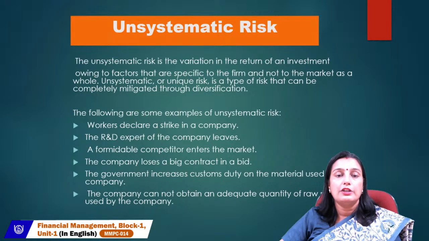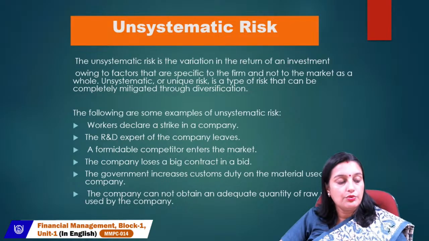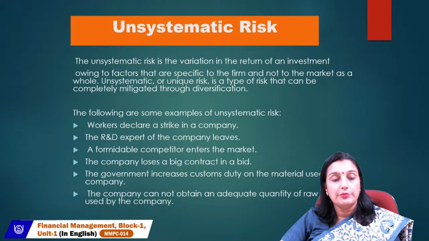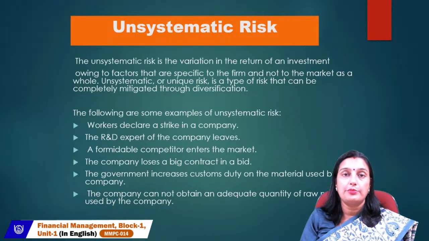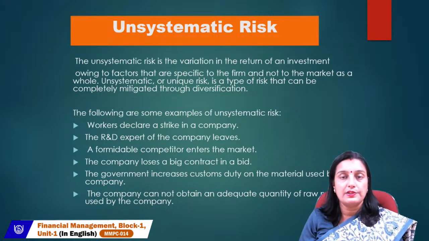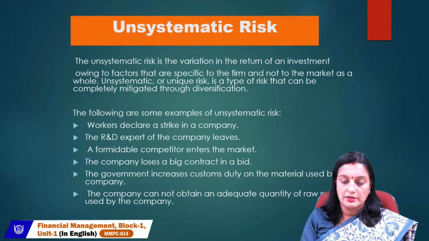The R&D expert of the company goes on leave, a formidable competitor enters the market, the company loses a big contract in a bid, the government increases customs duty on the material used by the company, or the company cannot obtain an adequate quantity of raw material. So this type of risk is company specific, organization specific. It cannot impact all the companies in the market as a whole. So to some level, it is called controllable risk, unique risk, right?